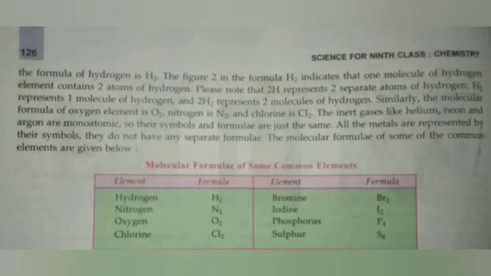In this pic, you can see the formula of elements of various gases like hydrogen, nitrogen, oxygen, chlorine, bromine, iodine, phosphorus, and sulfur. The element is represented by the symbol, and the number as a subscript mentions how many atoms are involved in one molecule of this substance.